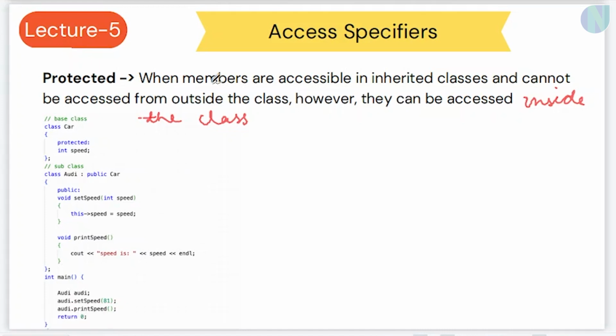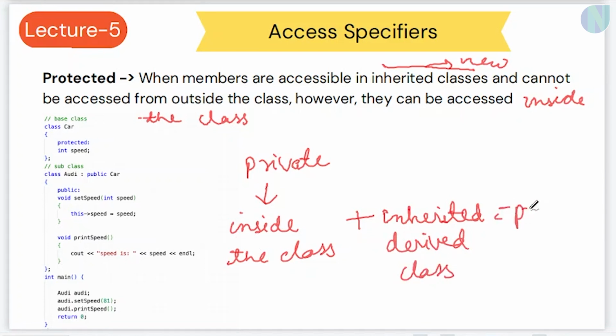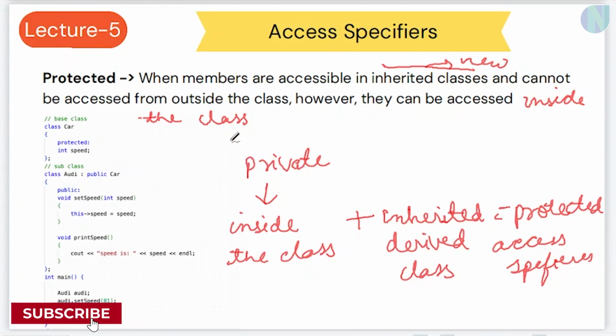You might have heard this term before, that they can be accessed inside the class, and this particular term would be mostly new to you. Basically, what we learned in private access specifiers: private access specifiers are those which can be accessed inside the class. And now whenever we add an inherited or derived class, we get these protected access specifiers. The protected specifier is something similar to the private access specifier.